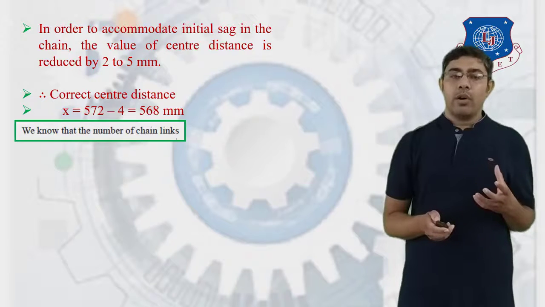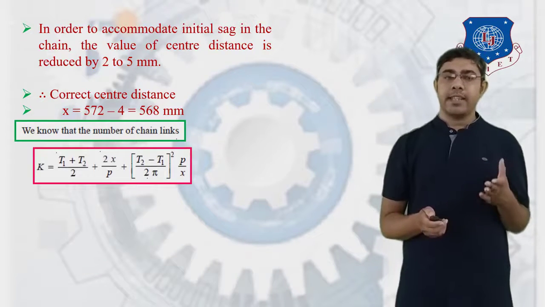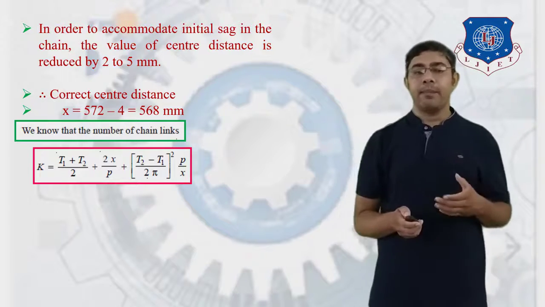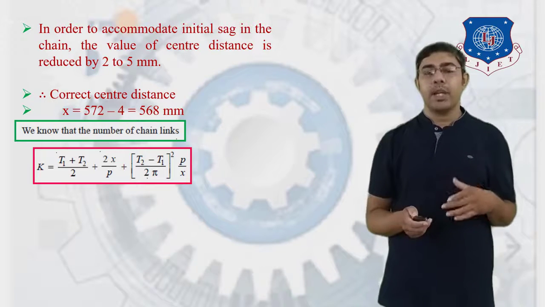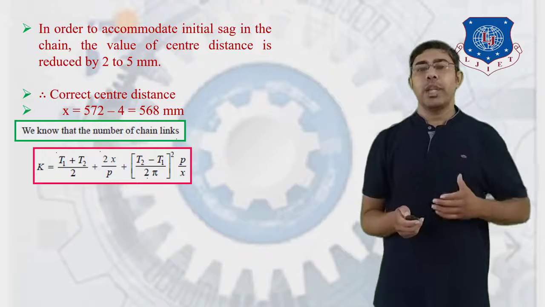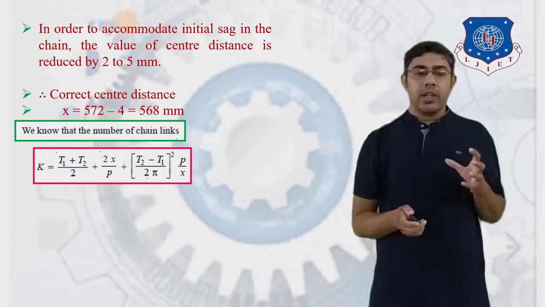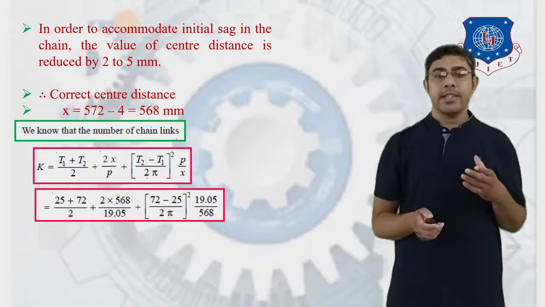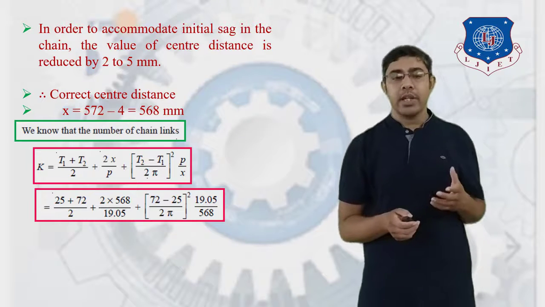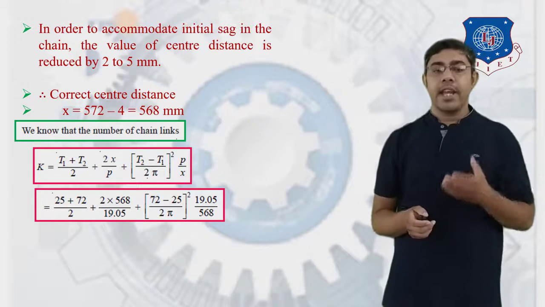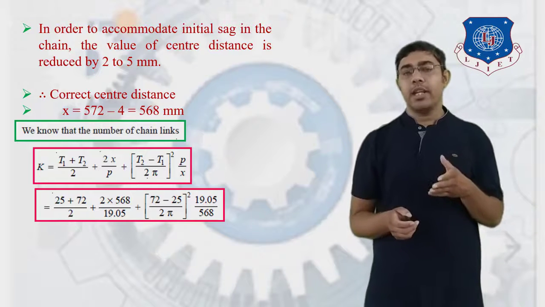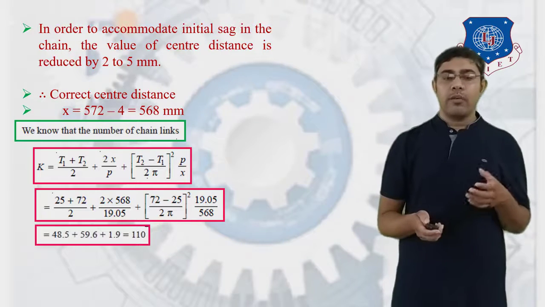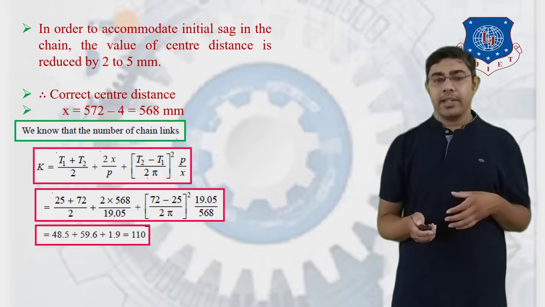Now we find the number of chain links. So the number of chain links K is equal to (T1 plus T2) by 2 plus 2x by P plus ((T2 minus T1) by 2 pi) whole squared into P upon x. So here we have all these values. If we place T1 equal to 25, T2 equal to 72, x equal to 568, and P equal to 19.05, we get the number of links K equal to 110.